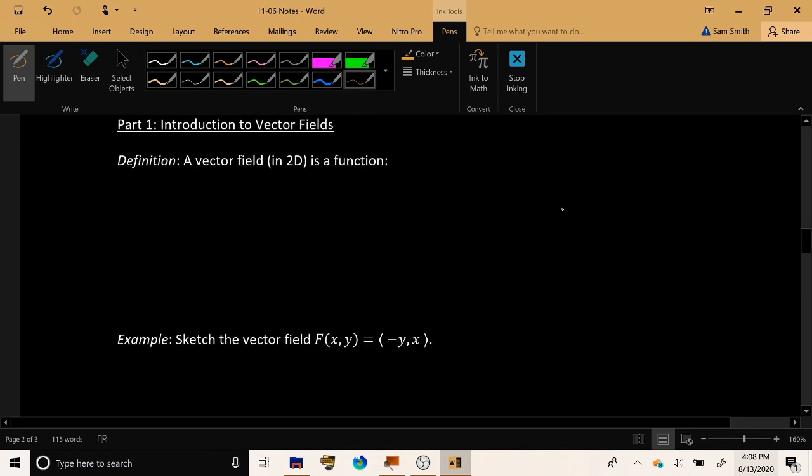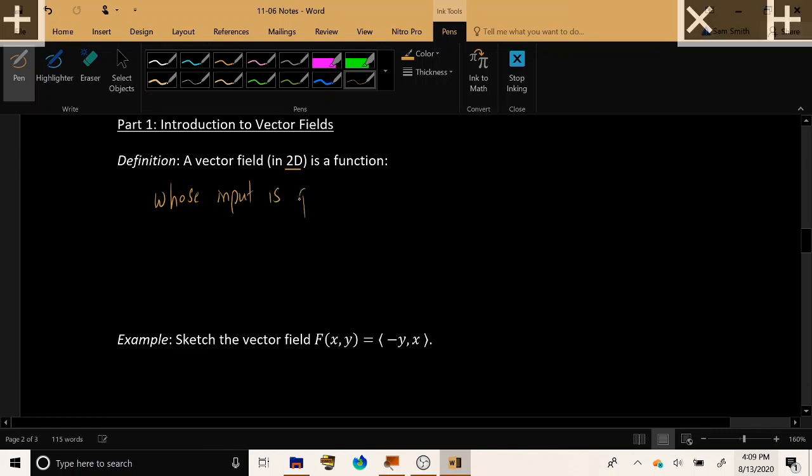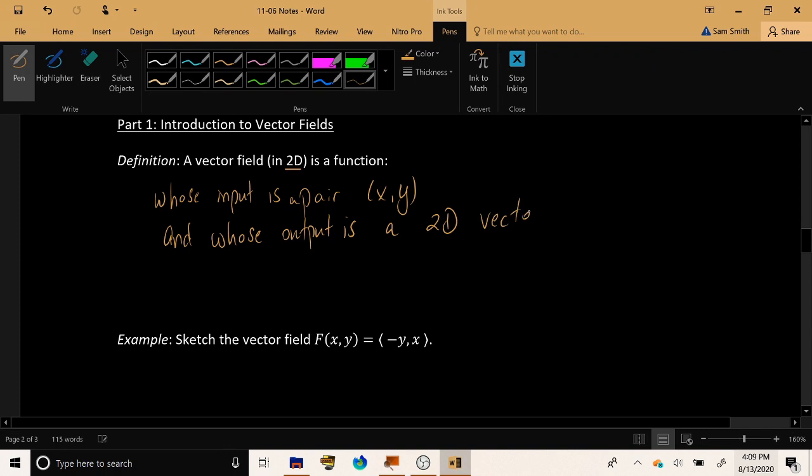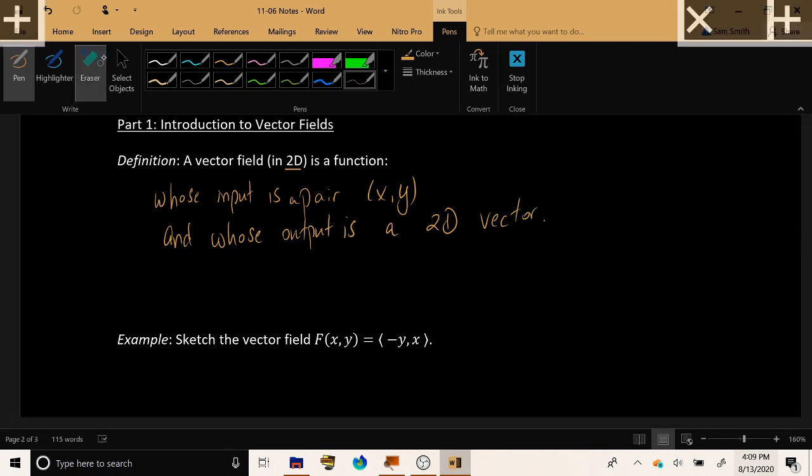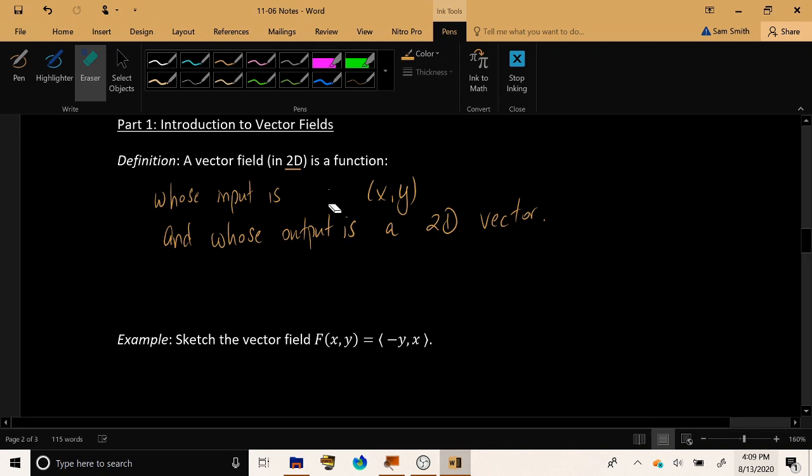So what is a vector field? We'll start with vector fields in 2 dimensions rather than 3. A vector field is just a function whose input is a pair x, y and whose output is a 2-dimensional vector. So a vector field takes in 2 numbers and produces 2 numbers, essentially. It takes in a point and then associates a vector with that point.